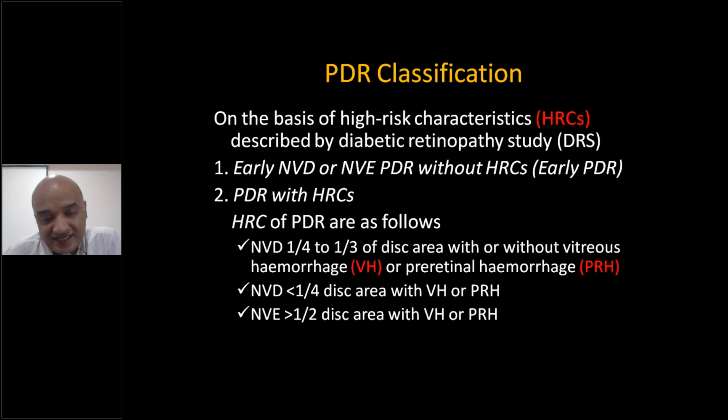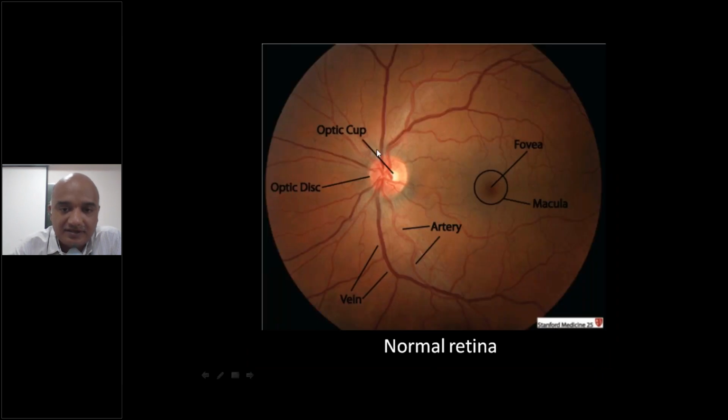If the neovascularization is less than 25% of the disc with vitreous hemorrhage, then also it is an HRC. If there is an NVE greater than half the disc area with vitreous hemorrhage or PRH, pre-retinal hemorrhage, that is also PDR with HRC. That means the neovascularization which is present elsewhere is of the size of the disc. We have seen what the disc is. Now this is the disc. This complete disc area, if 25% of the disc area is involved, that is an HRC.